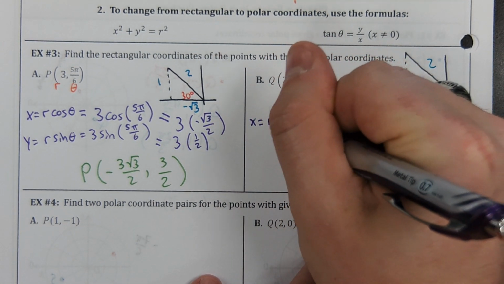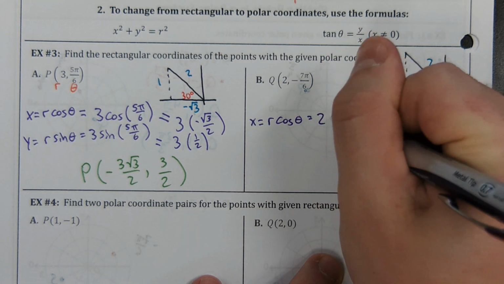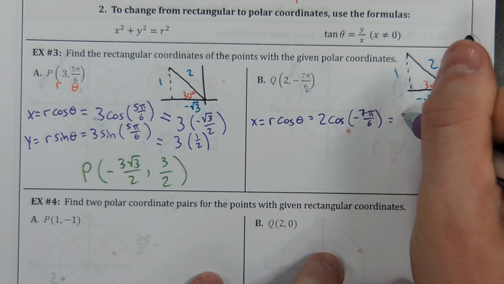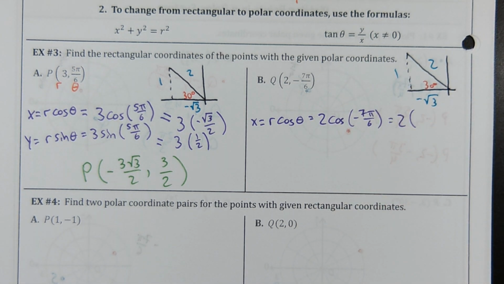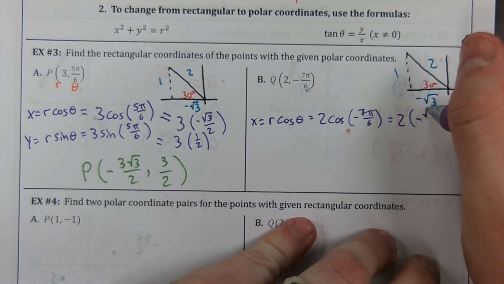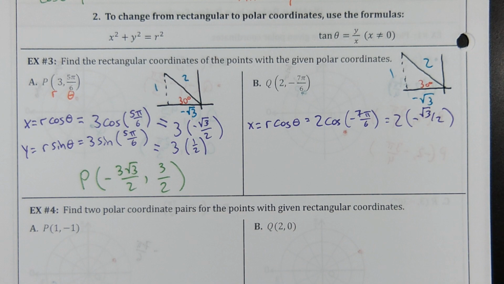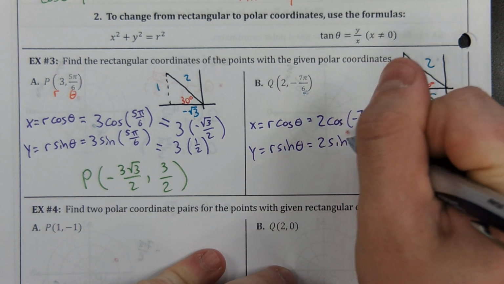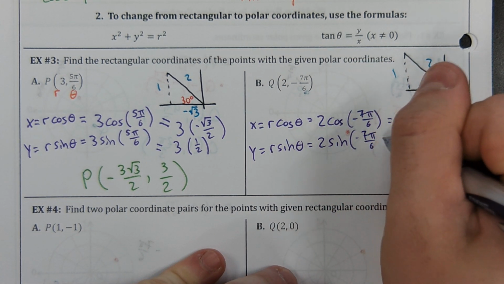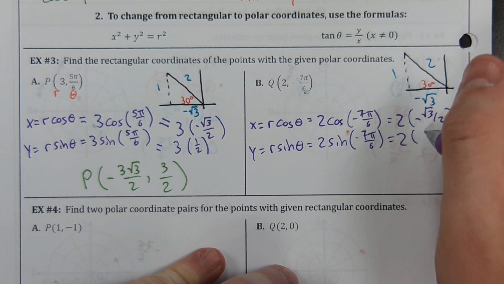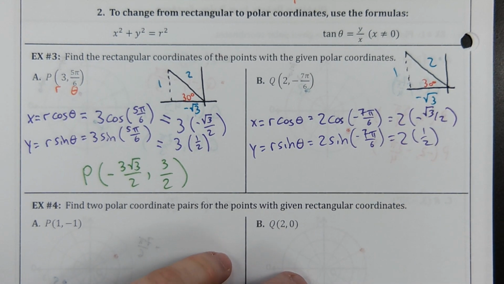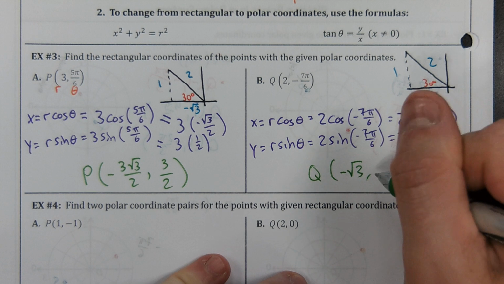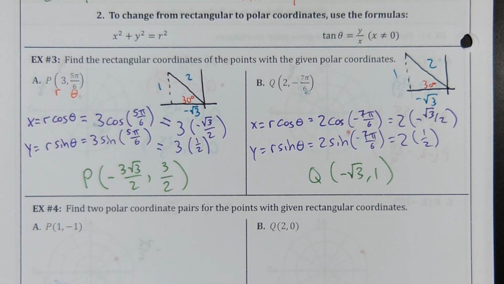X is r cosine theta, which is 2 cosine of negative 7 pi over 6. So 2 times, and we said cosine here is negative root 3 over 2. Oh, the 2's are going to cancel. And y is r sine theta, 2 sine of negative 7 pi over 6, which is 2 times 1/2. The 2's are going to cancel. This point in space is negative root 3 comma 1. Ta-da!